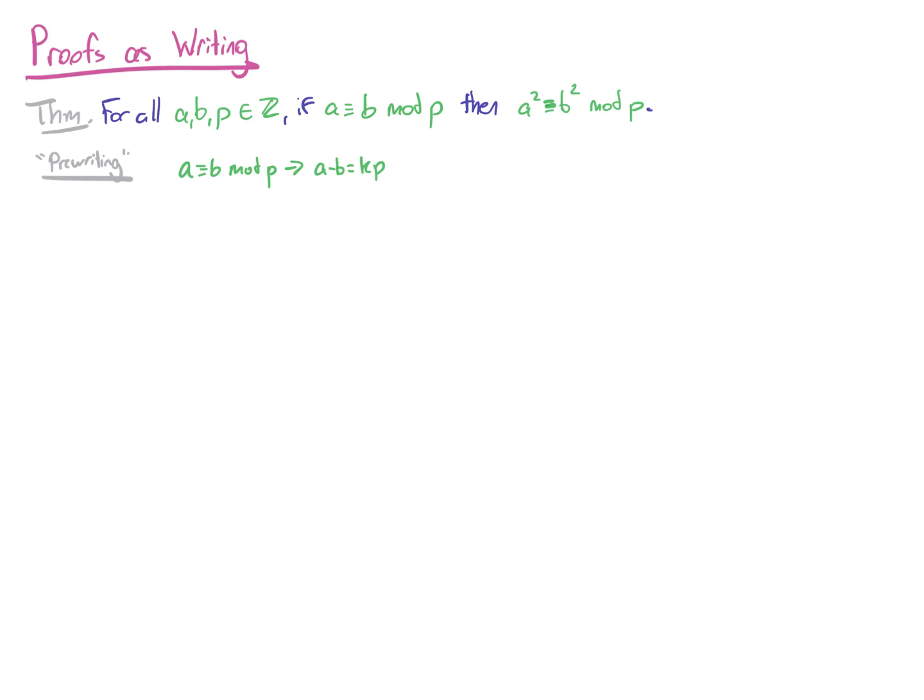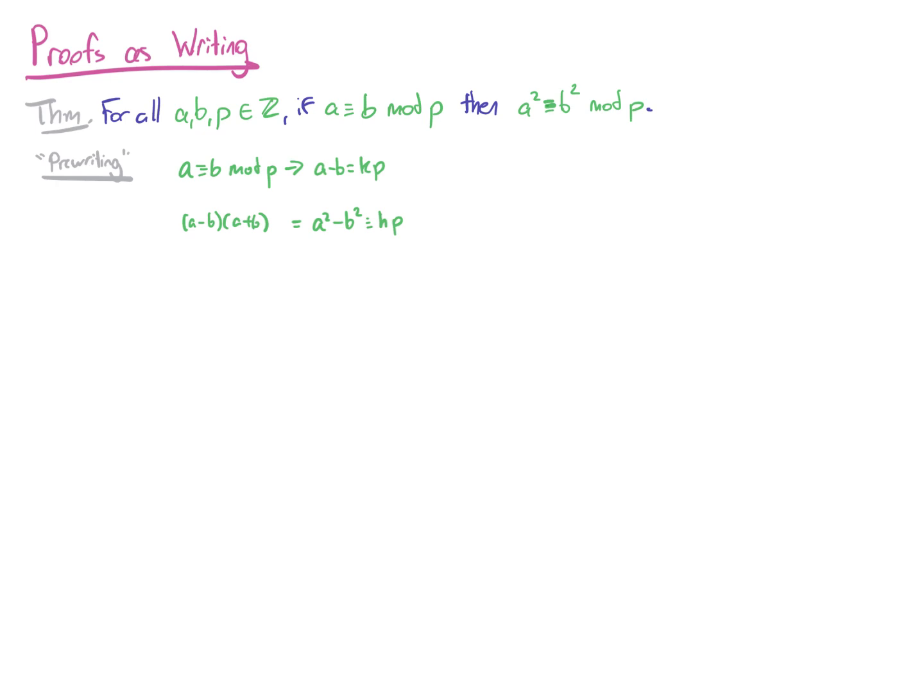Now, what I'm going to do here is a bit of an algebra trick, and so it might be a little bit tricky to see the first time. What I'd like to do is somehow say something to the effect of a squared minus b squared is equal to h times p for some different integer h. Now, how do I get there? Well, if I'm sneaky, I can remember that a squared minus b squared is equal to a minus b times a plus b.